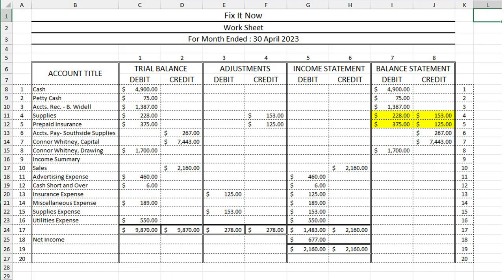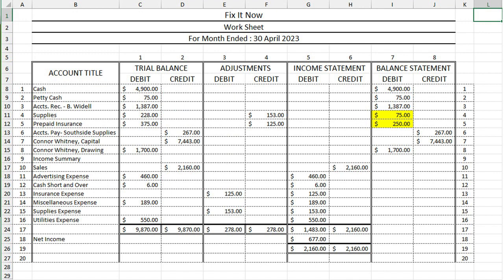Now that you have the values copied over, you will notice that only the supplies on row 4 and the prepaid insurance on row 5 have values in the credit and debit columns, so we need to simplify the values. For the supplies, a debit of $238 minus a credit of $153 gives us the amount remaining, which is $75, that was mentioned in section 6-2. So under the debit, we replace everything with $75. For the prepaid insurance, a debit of $375 minus a credit of $125 gives us the amount remaining, which is $250, which was mentioned in section 6-2. So under the debit, fill in $250.